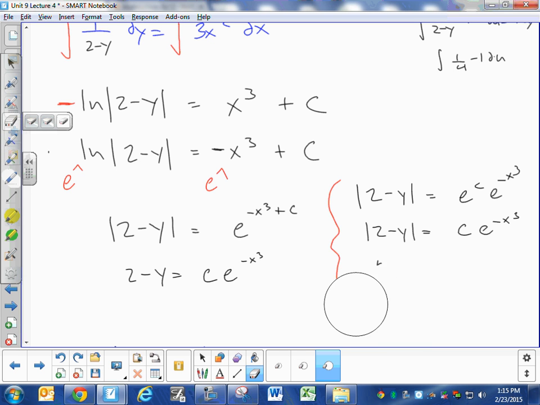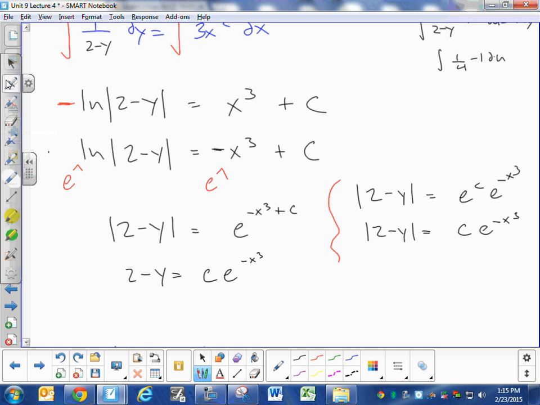Almost there. Subtract 2, multiply by negative 1. The negative would get baked into the c again. It would still remain c e to the negative x cubed, only I would have a plus 2.